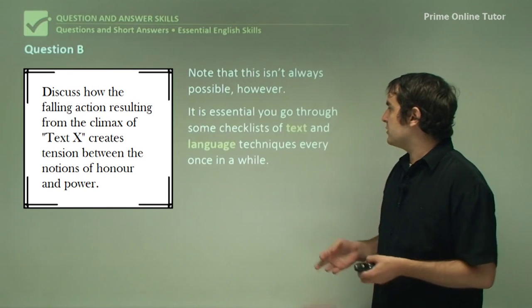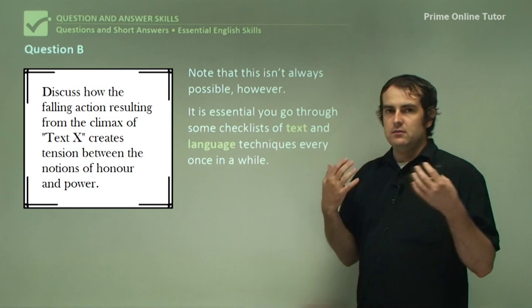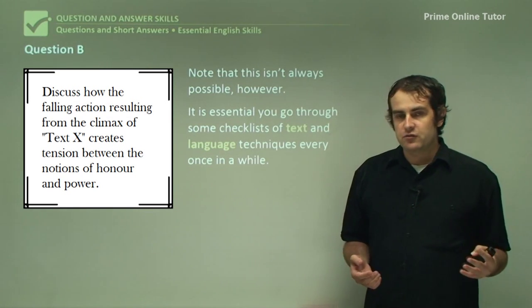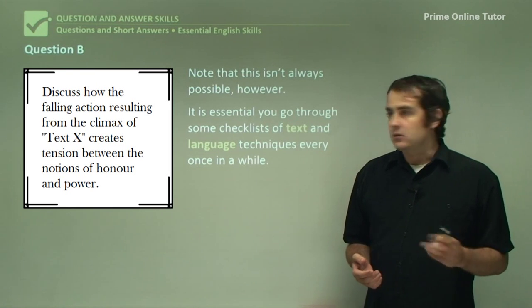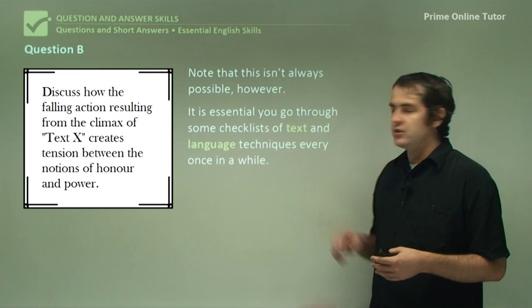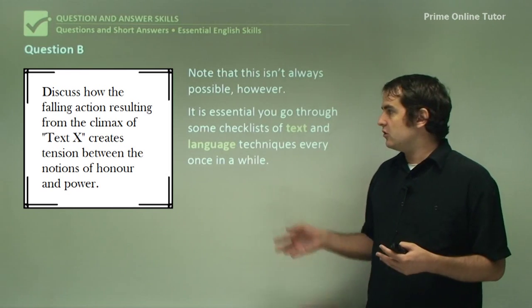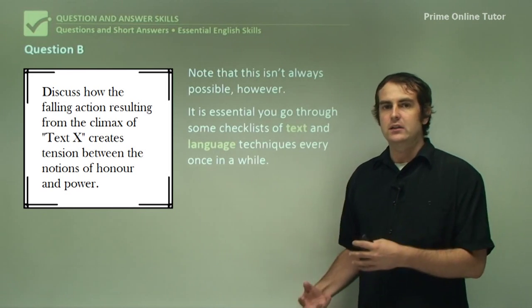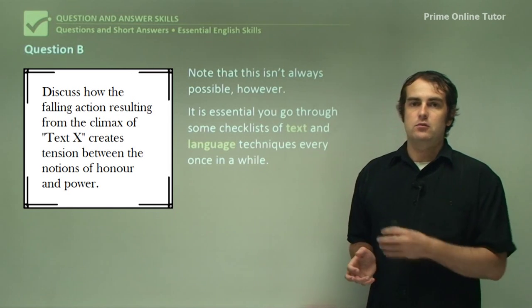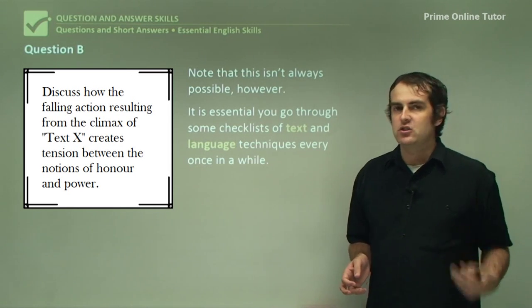And the reason it isn't always possible is because the techniques that you may refer to, you won't be able to decipher just through using common sense. All right, so it's essential that you go through checklists of text and language techniques once in a while, just to make sure that if you do get something that refers directly to a language technique that you're not sure of, you're able to identify it and identify how it's used.